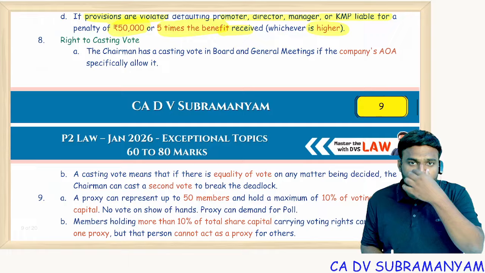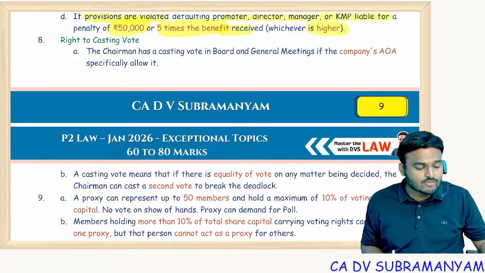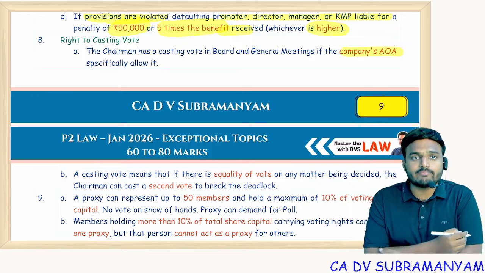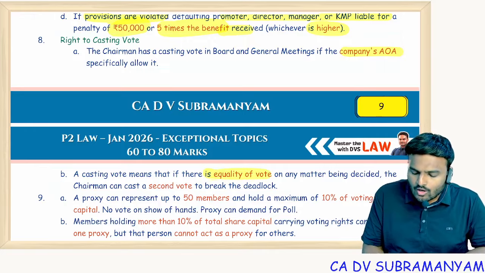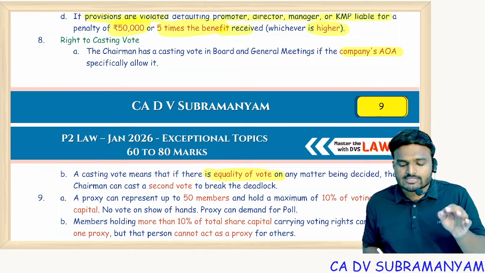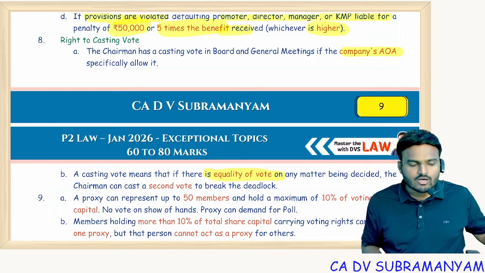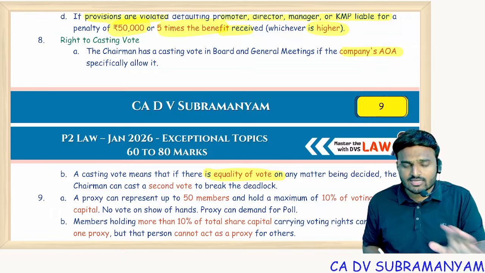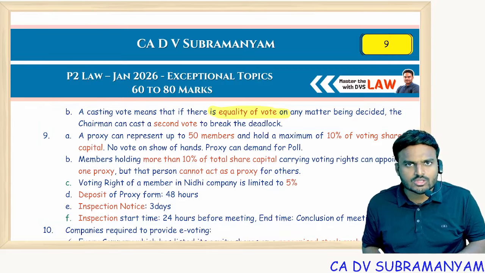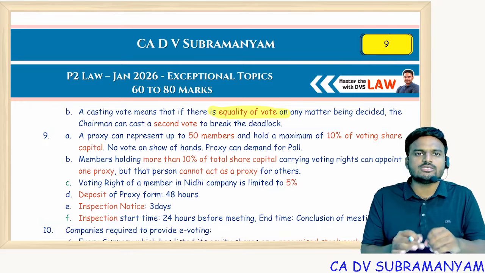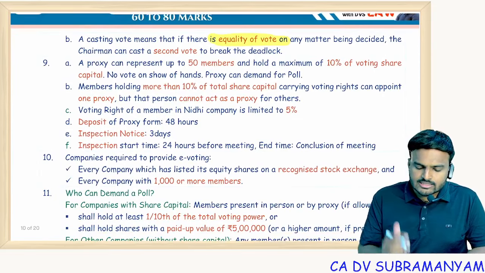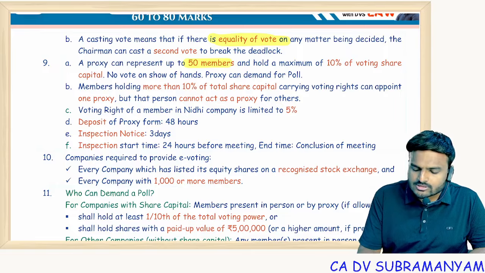Right to casting vote. Chairman has a right to casting vote on satisfaction of two conditions. Condition number 1, company's AOA authorization. Condition number 2, ordinary resolution. In case of equality of votes, only in case of equality of votes, chairman gets casting vote right. Getting my point? Also, company's AOA authorization is compulsory. In case of no authorization by company's AOA, no casting vote. In case of no casting vote, the ordinary resolution is deemed to be dropped when votes in favor equal votes against.